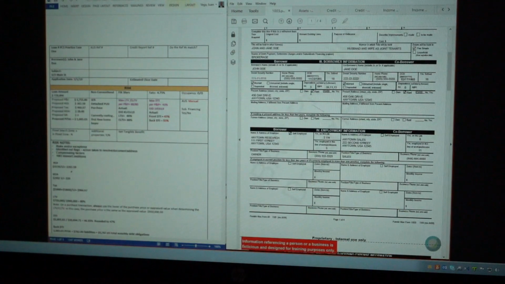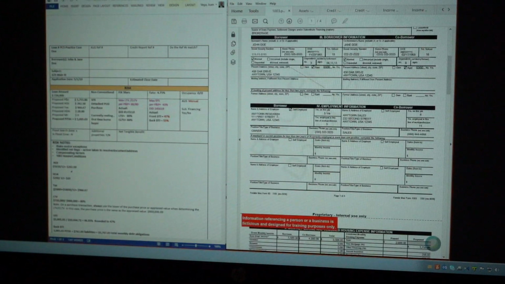Obviously, since this file is a purchase, I always told you to look at the rent and make sure the borrower has been renting. In this case, they've been renting for 3 years. Policy states that you need 12 months of rent history, so you need either canceled checks or statements, anything to show verification of rent. This is the present address for the rent.